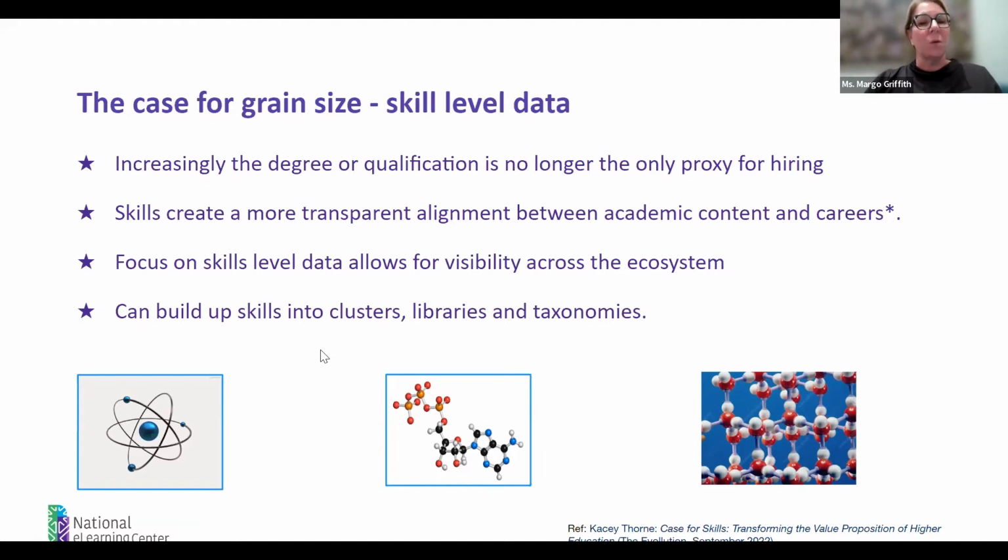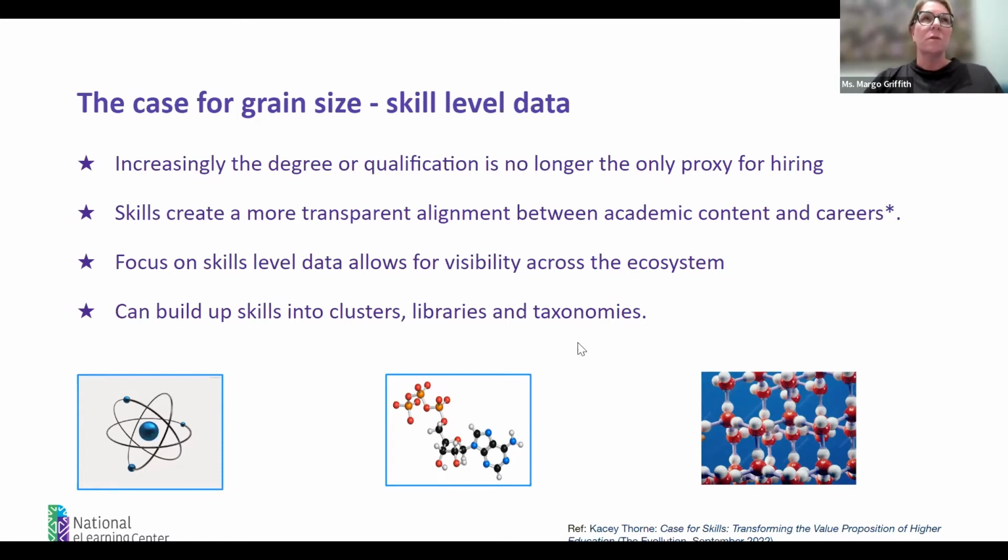Increasingly, the degree or the qualification is no longer the only proxy for hiring. Certainly, it's starting in Australia. It's definitely, you know, well on its way in places like Europe and the US, where hiring is not just based upon the qualification that you have. Hiring is actually based upon the skills that you have. And so it's very important now to make skills more transparent, and that alignment between academic content and careers.